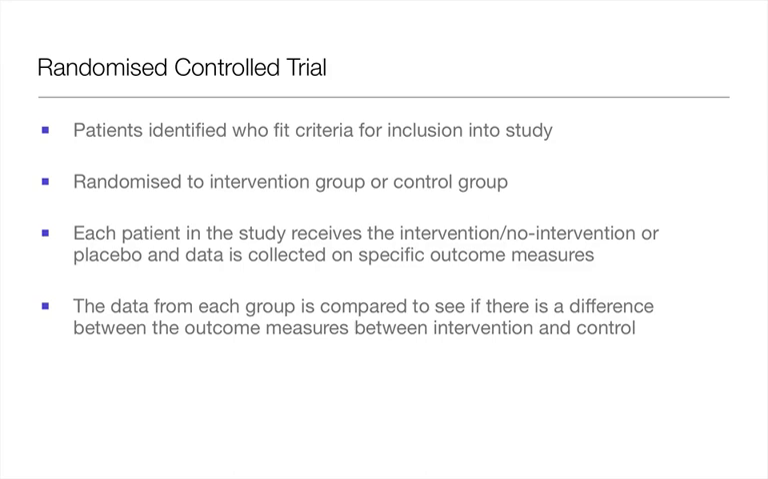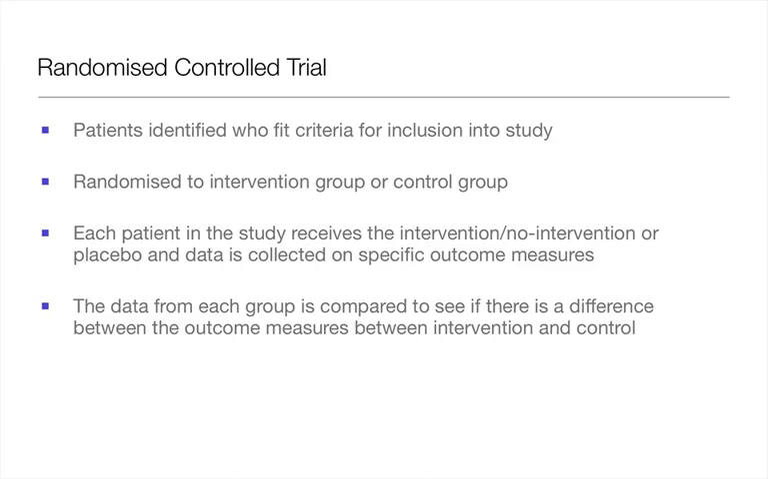Now, the best level of evidence which can be used to determine if an intervention is of benefit for a particular group of patients is to perform a randomized controlled trial. This involves identifying a group of patients of interest who fit the criteria for inclusion into the study, randomizing them to either receive the intervention or the control, and that could be a placebo or no intervention. And at this stage, if blinding is employed, then either the patient or both the patient and the investigator will not be aware of which group they are in.